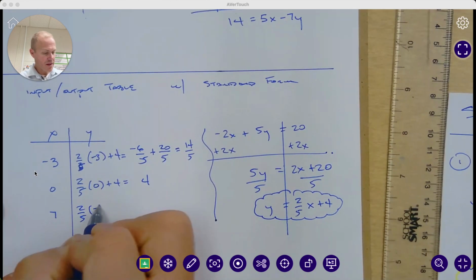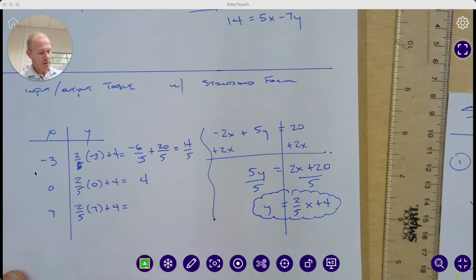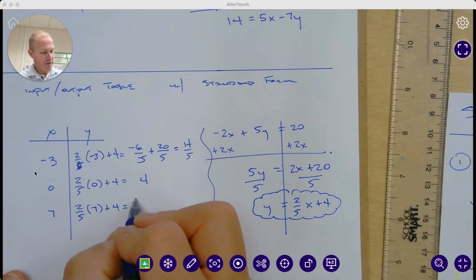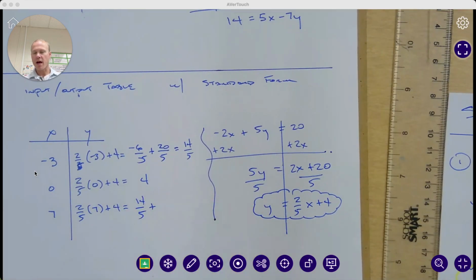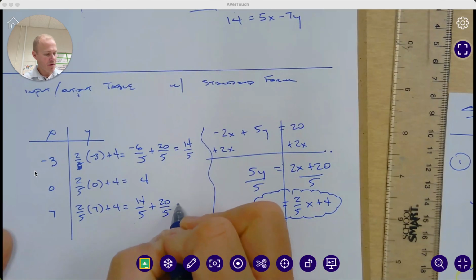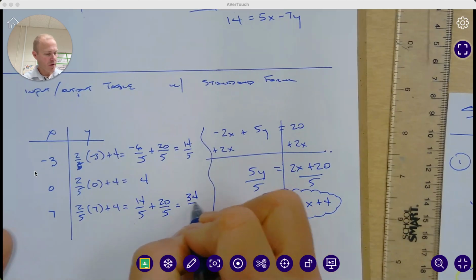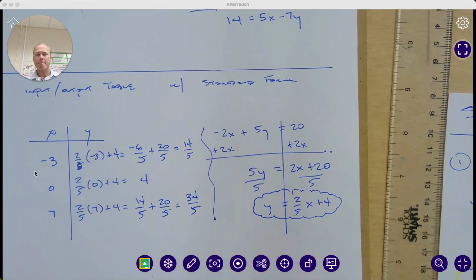2/5 with a 7. 14 over 5. But one more time, I have that issue where I do not want to have a mixed number kind of getting concentrated with an improper. So I'm going to change that 4 over 1 to make it 20 over 5, and then finish it off with a 34 over 5. You could also put 6 and 4/5. I don't like that as much. Try to stay away from 6.8.